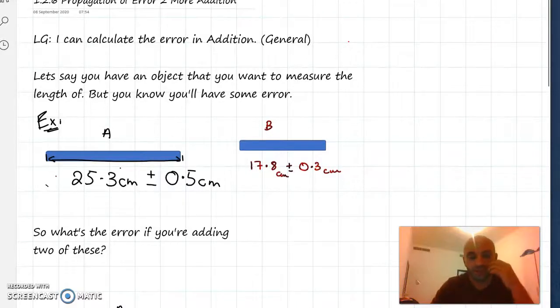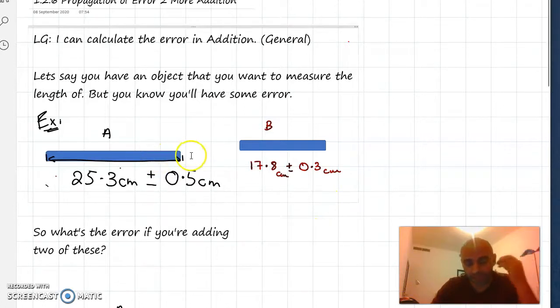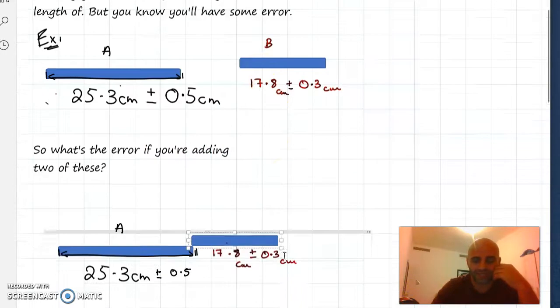Okay, so this is just another video on propagation of error. This one I'm just going to generalize things a little bit more. So let's say, for example, I've got the same A that I had in the last one. Now I've got a different one, B. So what's the error for adding the two of these?